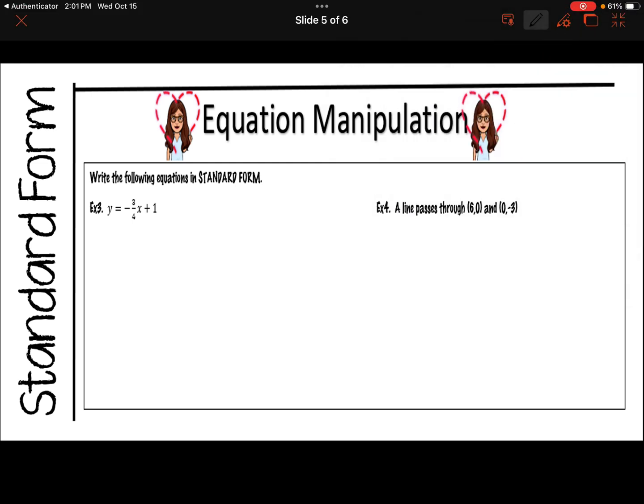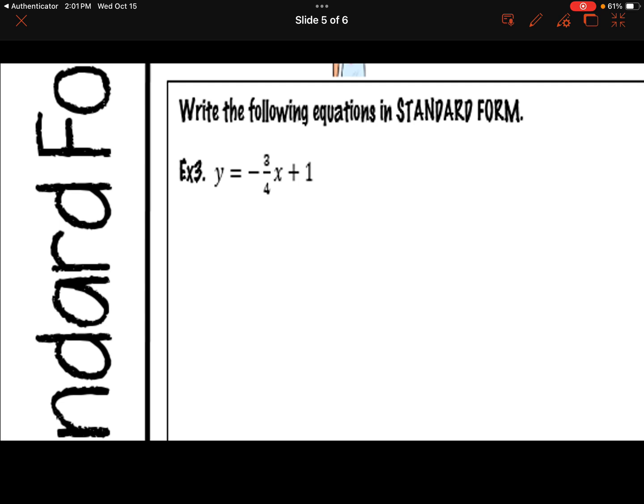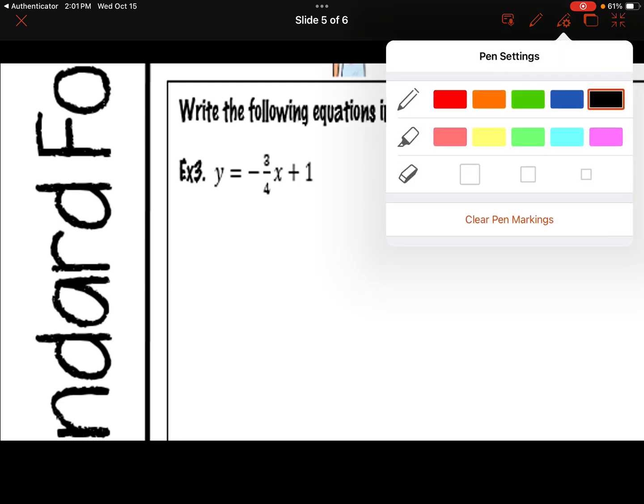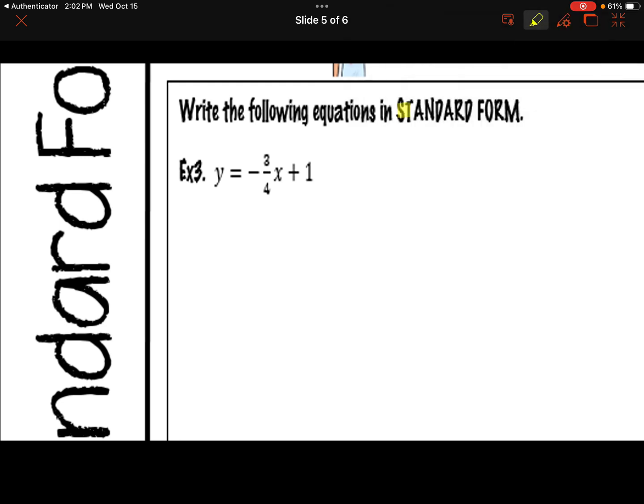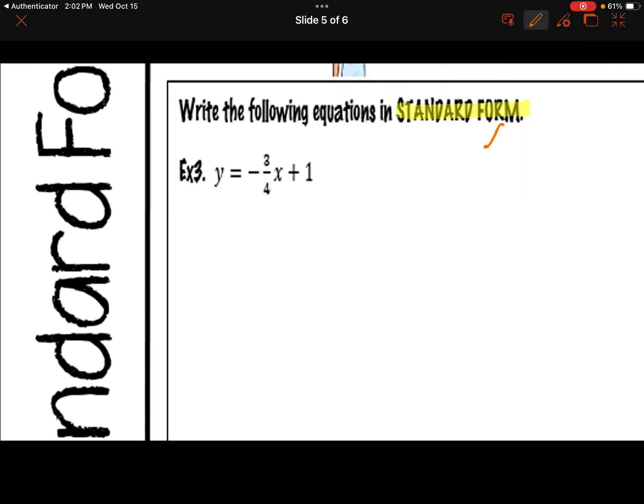You are going to need this concept, be able to be a master of it for this chapter, but also for every math class you're ever going to take. So right now, my equation is written in slope-intercept form. And I need to get it to standard form. And I remember that standard form is ax plus by equals c.